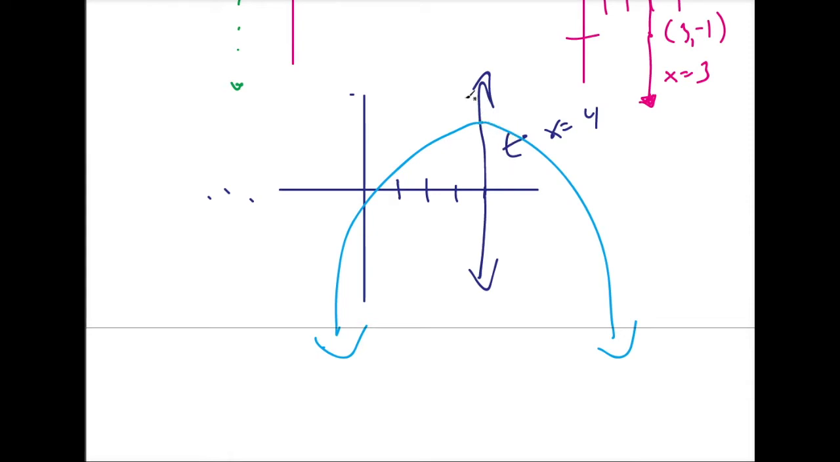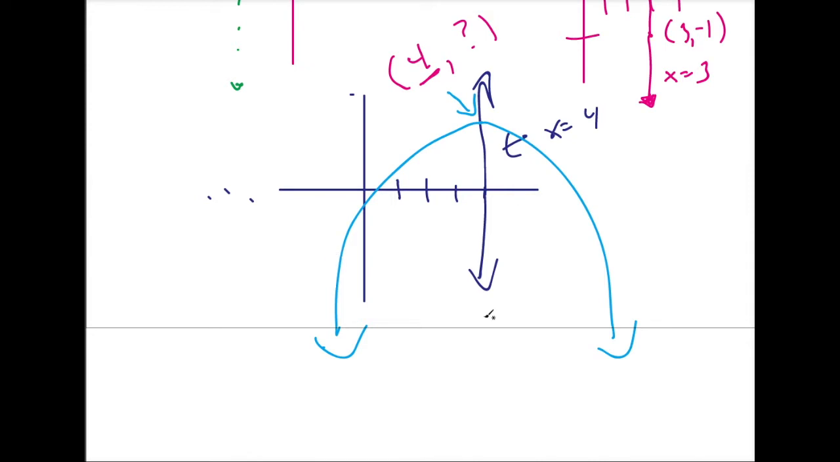Anyway, I don't know the coordinate of the vertex right here, but I know at least the x value of the coordinate. I don't know the whole thing, but I know it's something comma something. What goes right here? X, so 4. And this value right here is a question mark. I don't know how high up it is, but as far as the axis of symmetry goes, it's x equals 4.